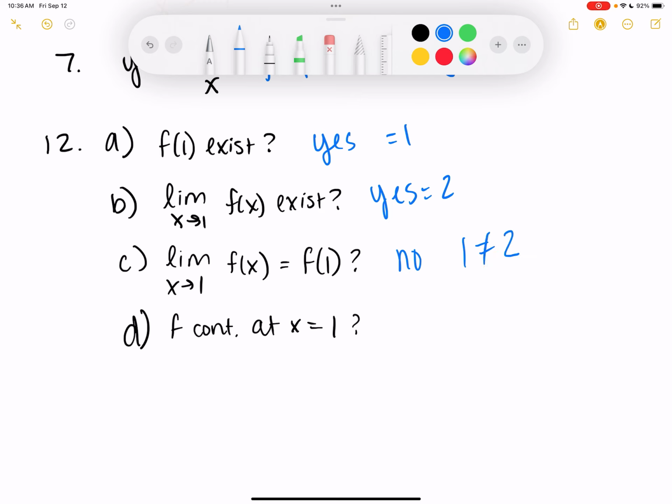And then part D wants to know, is f continuous at x equals 1? If there's a hole and it's filled somewhere else, it's not continuous, so it would be no. And this type of discontinuity is removable because we basically have taken a value and put it somewhere else.